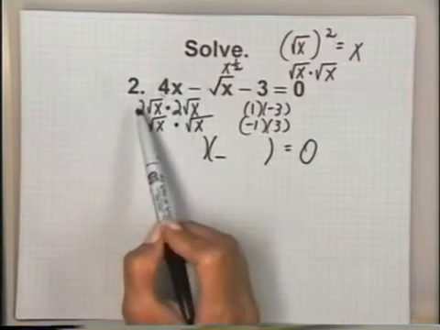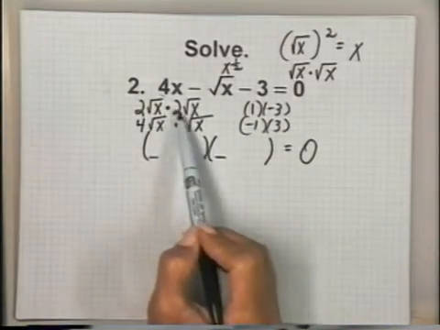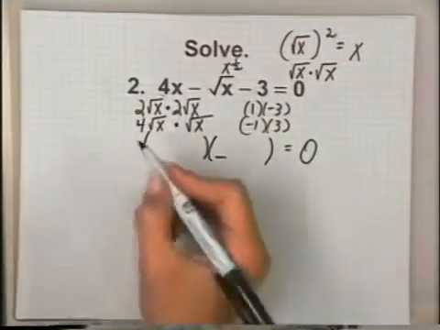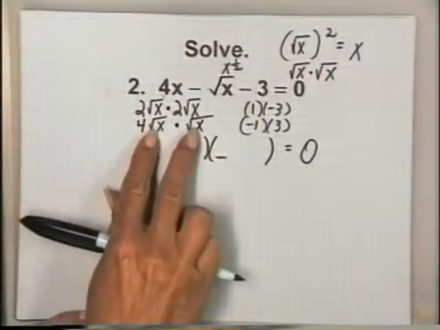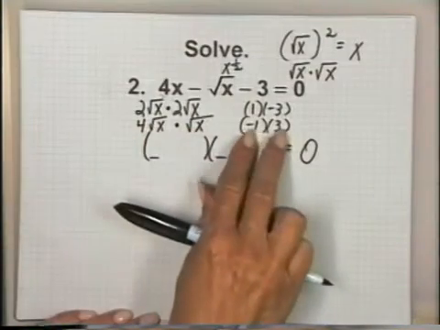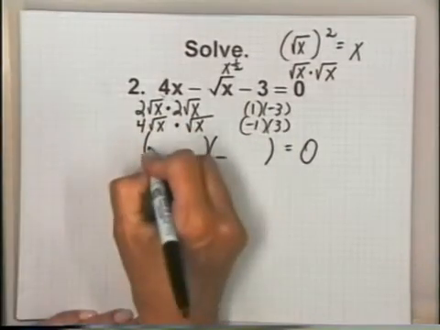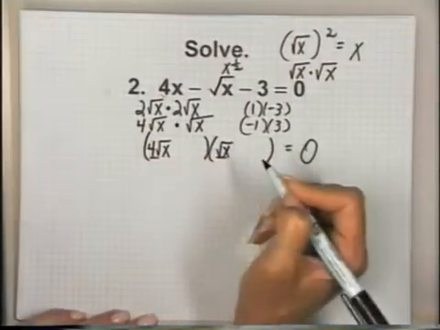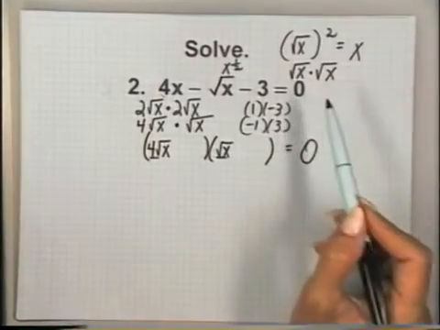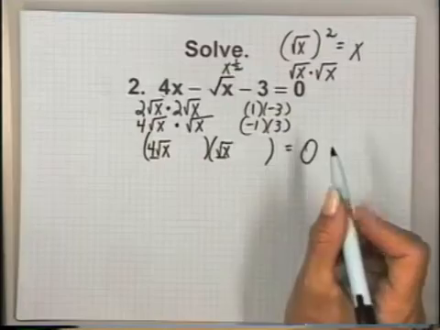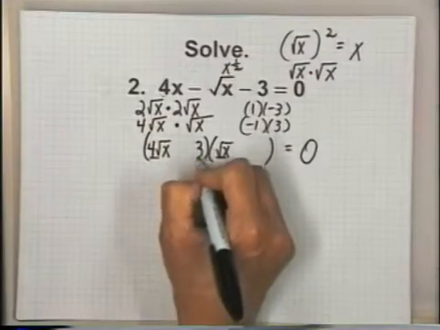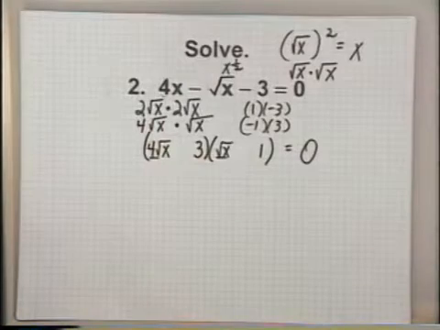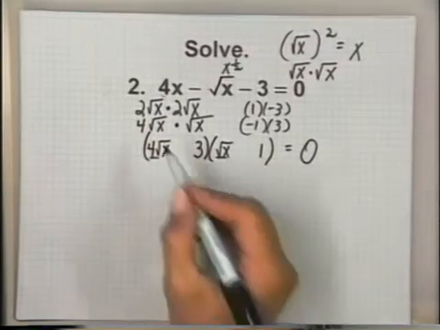So the choice here is, do I use 2 times the square root of x times 2 times the square root of x, or 4 times the square root of x times the square root of x? It would appear to me that probably I need to use the 4 times the square root of x times the square root of x, and then on the 3 and the 1, the 3 needs to go with the 4, and the 1 needs to go with the square root of x.